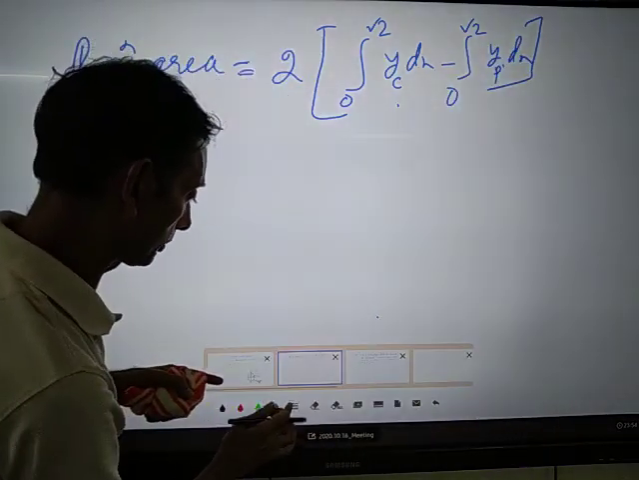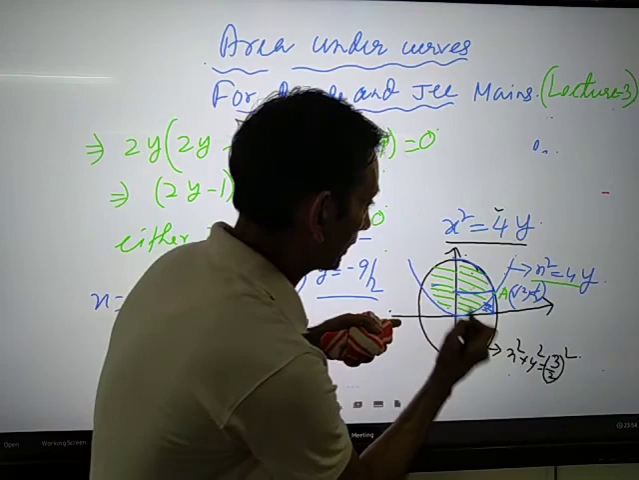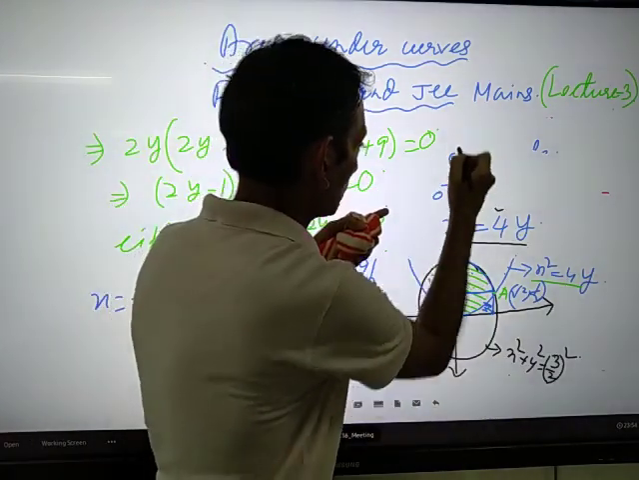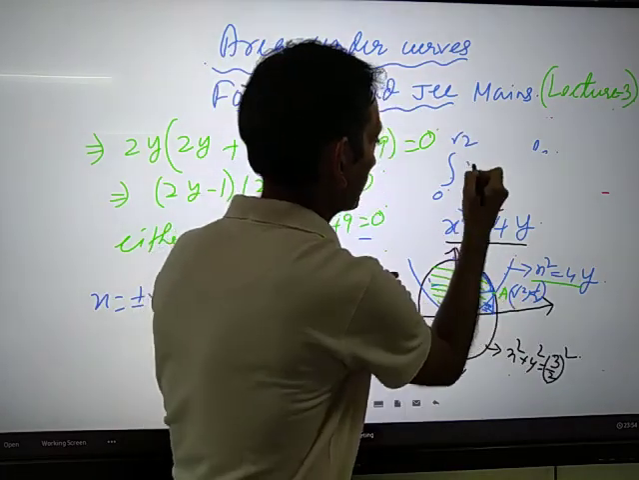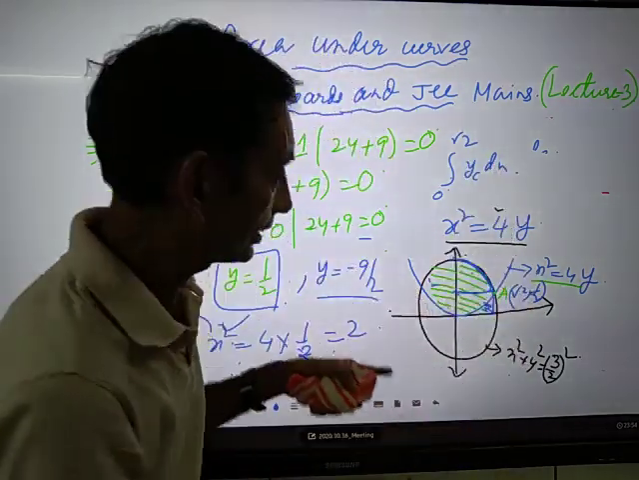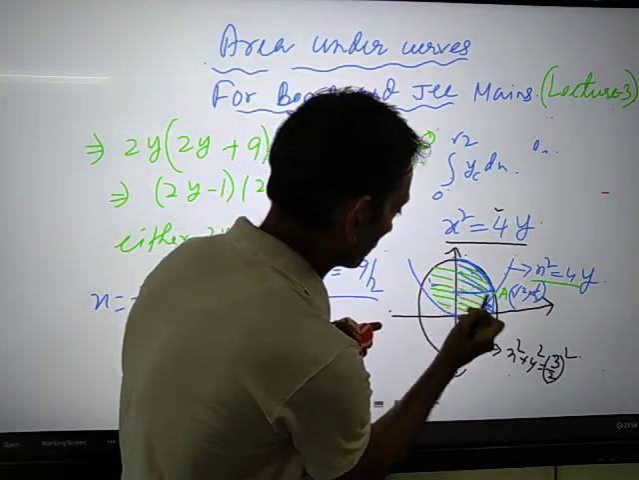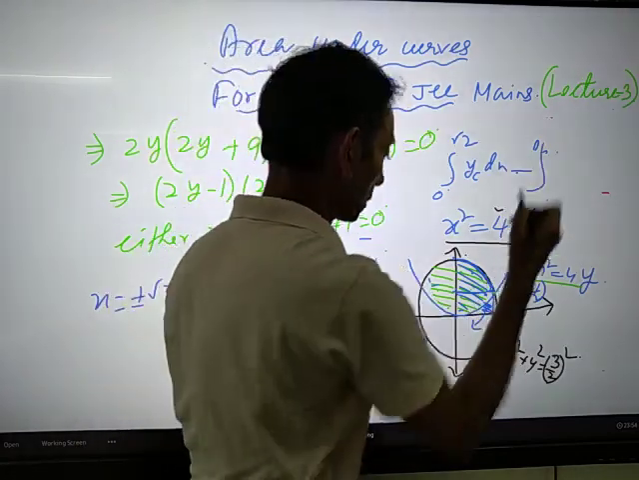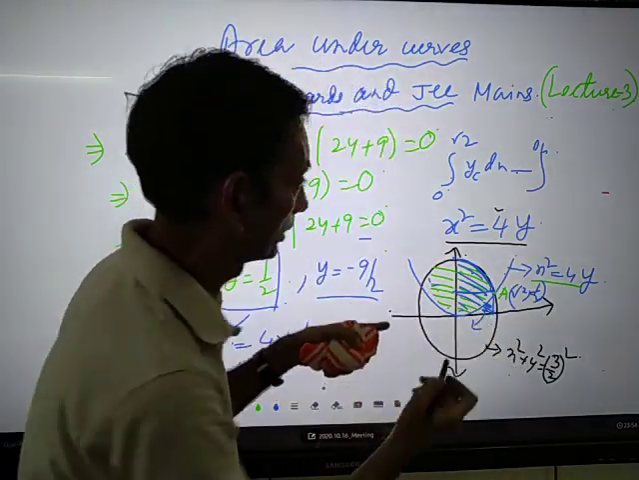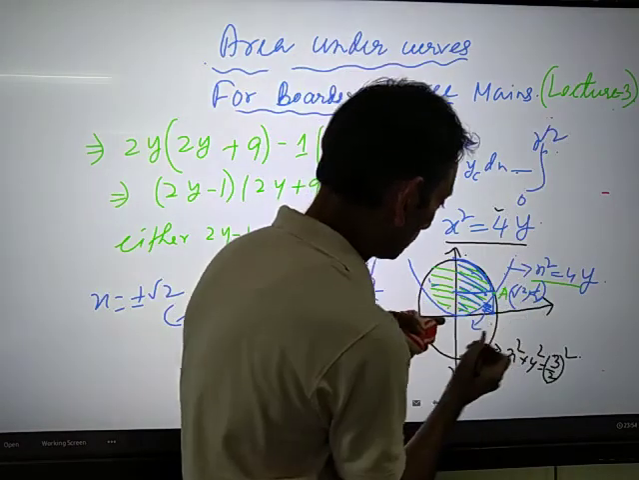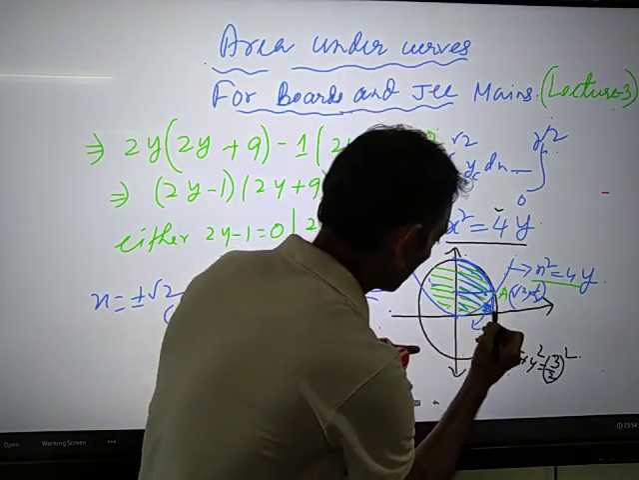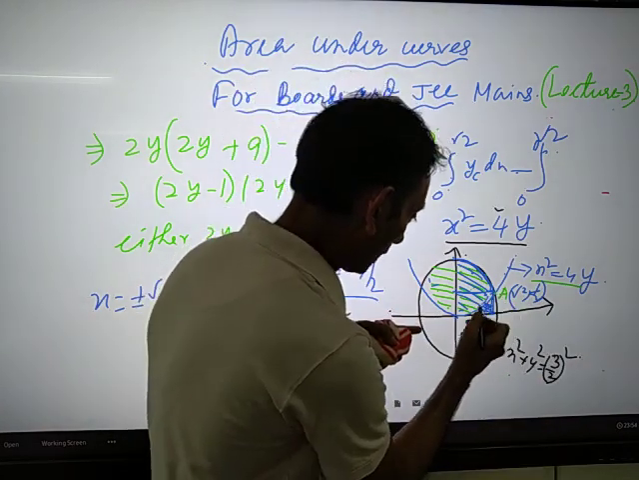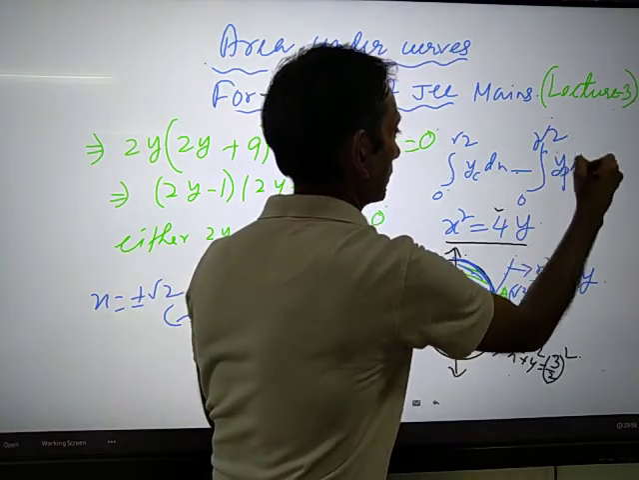If I show you in the diagram, first we are integrating like this, from 0 to root 2, and y means y circle dx. If we integrate this, we will get the whole portion, this portion along with this portion, fine. And the portion which is not required, we can subtract. So 0 to root 2, that means the x coordinate of this particular point A, and bounded by the parabola, that is y parabola.